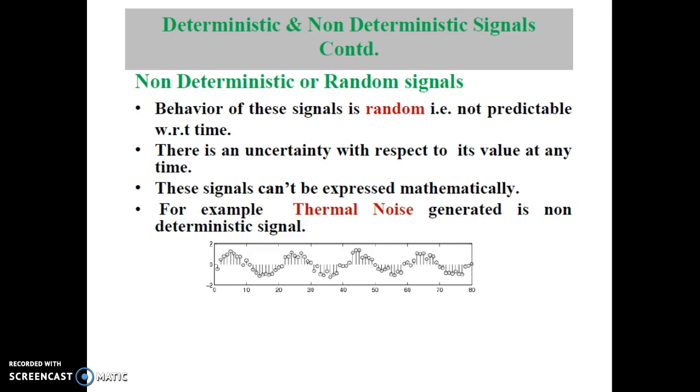Let us understand what a non-deterministic or random signal is. The behavior of this signal is random, meaning we cannot predict the output of such a signal with respect to time. Therefore, it is called a non-deterministic or random signal. So there is a lot of uncertainty related to these non-deterministic signals. This signal cannot be expressed mathematically. For example, the thermal noise generated is nothing but a non-deterministic signal. So noise is the best example to describe a random or non-deterministic signal.